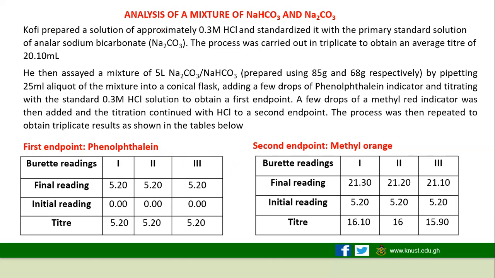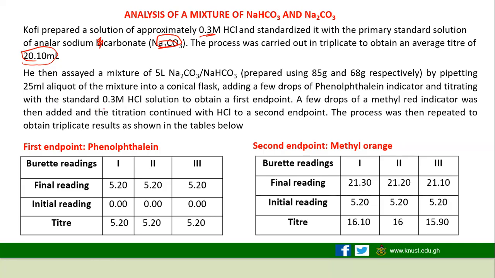Kofi prepared approximately 0.3 molar HCl and standardized it with a primary standard solution of anhydrous sodium bicarbonate. Now, this is not the formula of sodium bicarbonate, so check it. It's the formula of sodium carbonate instead. The process was carried out in 3 trials, and then the average titer was given. In the lab manual, they gave you the table for the standardization, so you go through everything that standardization requires. But in this one, it has been simplified. We have given you the average titer already.